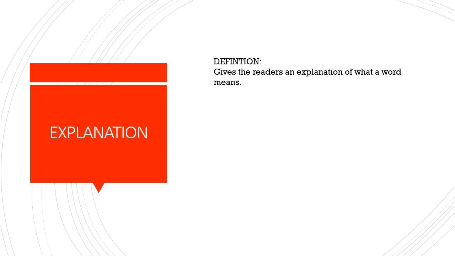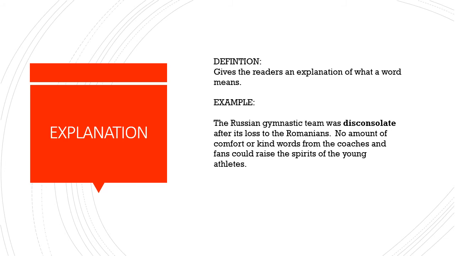The next type of context clue that authors use and give readers is they sometimes just explain to you what a word means. So they don't necessarily give you the definition of the word, but they explain to you the meaning of the word. So in this example here, it says the Russian gymnastic team was disconsolate after its loss to the Romanians. No amount of comfort or kind words from the coaches and fans could raise the spirits of the young athletes.